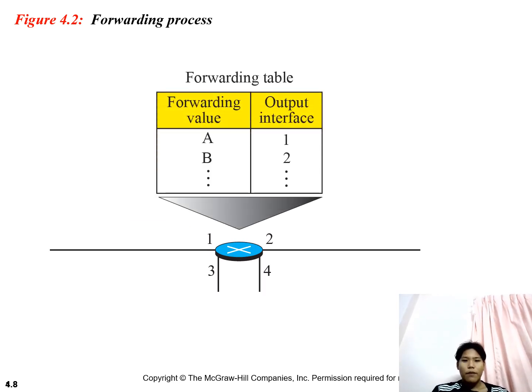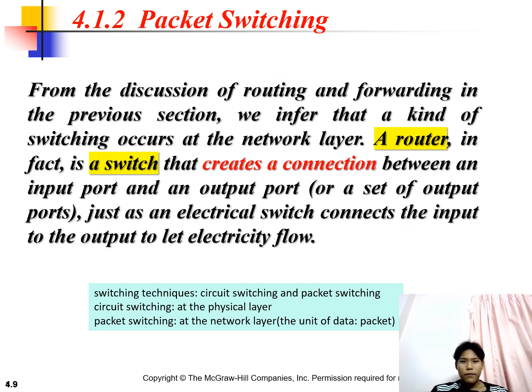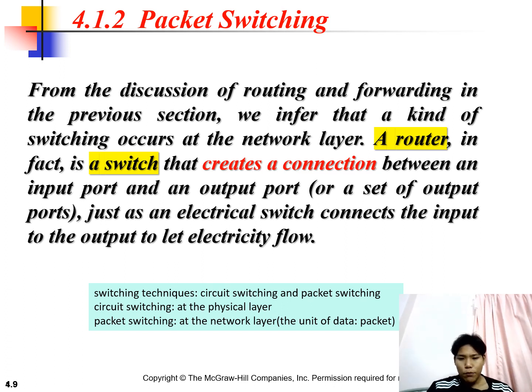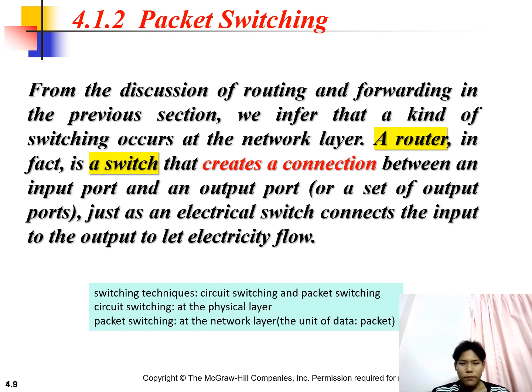So this is a forwarding process. Packet switching. From the discussion of routing and forwarding in the previous section, we infer that a kind of switching occurs at the network layer. A router, in fact, is a switch that creates a connection between an input port and an output port, or a set of output ports, just as an electrical switch connects the input to the output to let electricity flow. Switching techniques: circuit switching and packet switching. Circuit switching at the physical layer and packet switching at the network layer.